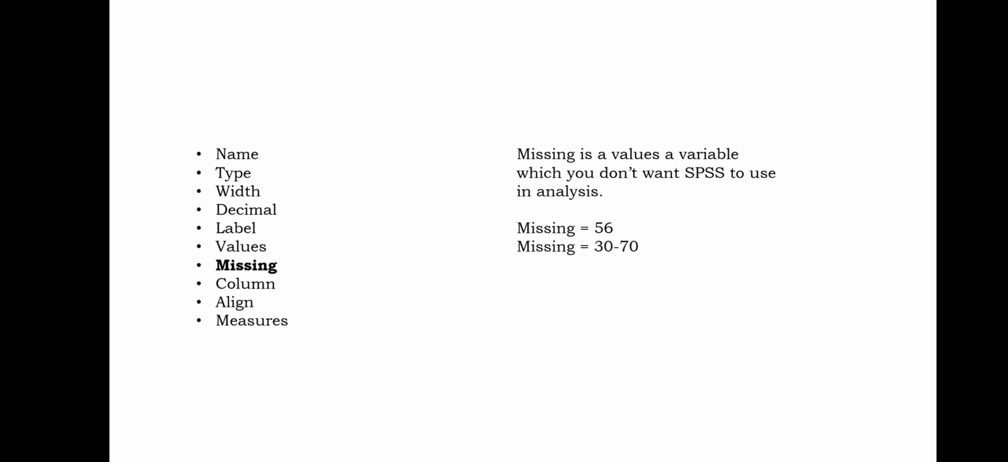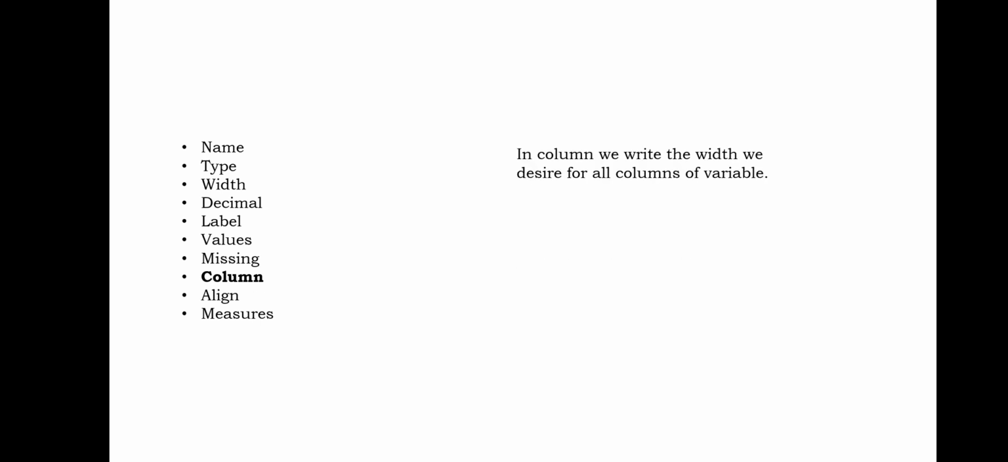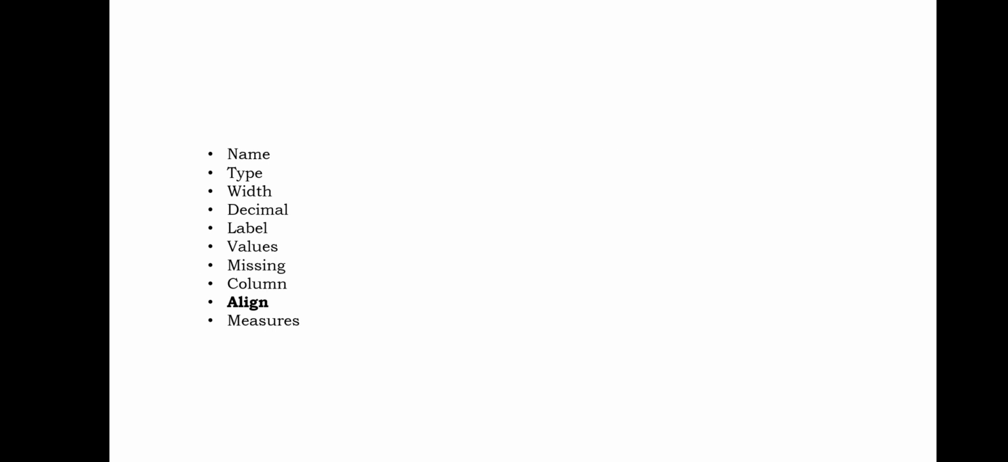Now let's take one more column of SPSS called column. In column, you define the width of a column. It means how wide you want all the columns to be in SPSS. Now let's learn one more column of SPSS called align. Align means where you want the cells to show data. If you're writing something in a cell, where do you want to show it? A little left or a little right? Or it can be in the center.